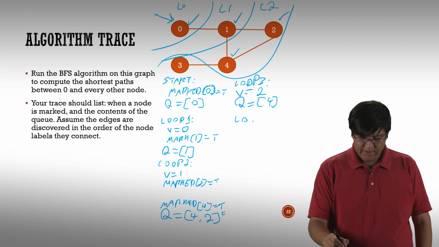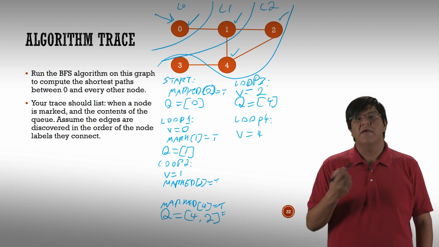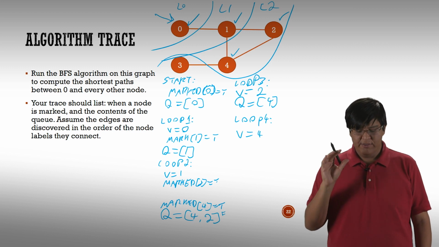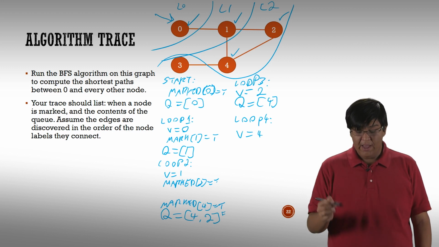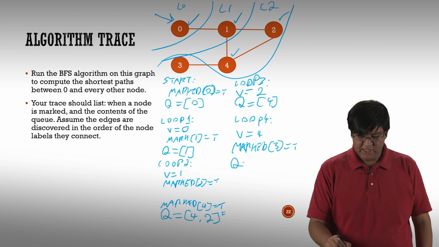Now we go forward into loop 4. For loop 4, V becomes equal to 4. What's next to 4? Well, it's 1, 2, and 3. 1 and 2 are already marked, nothing to do. 3 isn't marked. Oh, hey, I can take care of that one. So I'll do a mark on 3. And then I'll update my Q. My Q now looks like just having 3 inside of it.